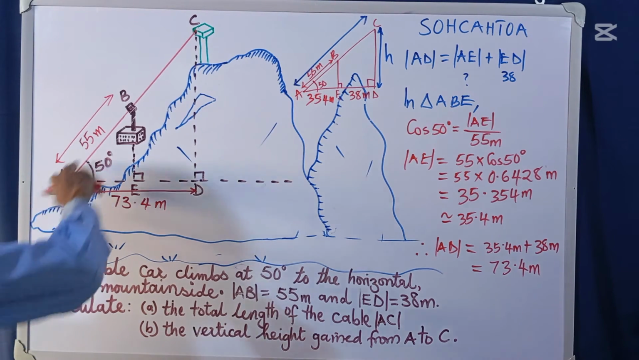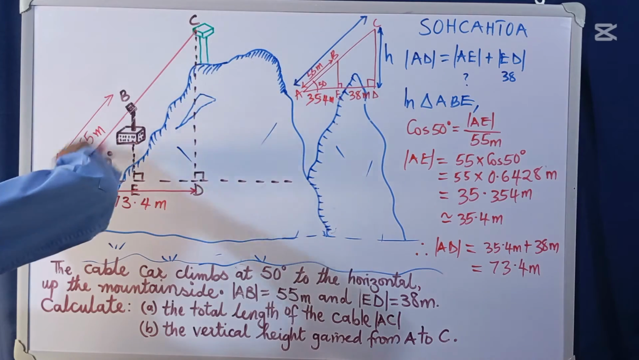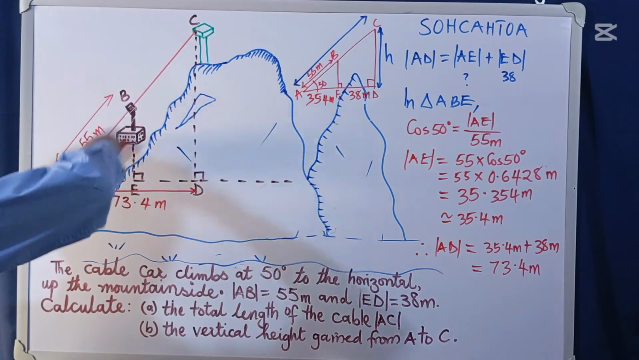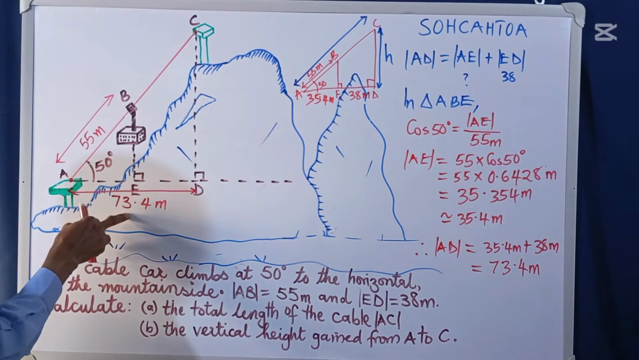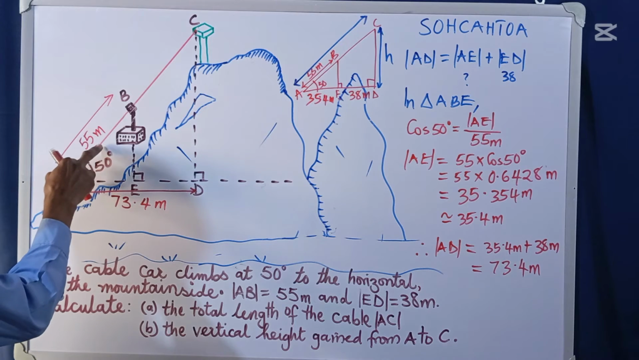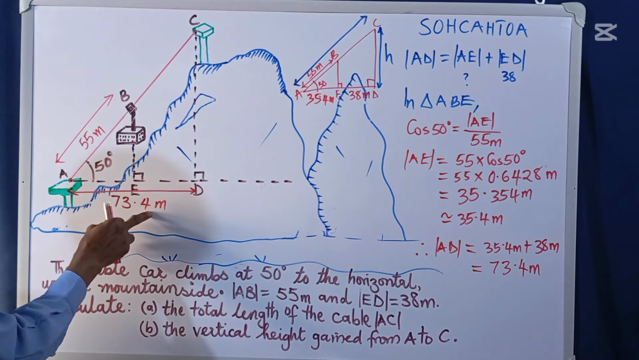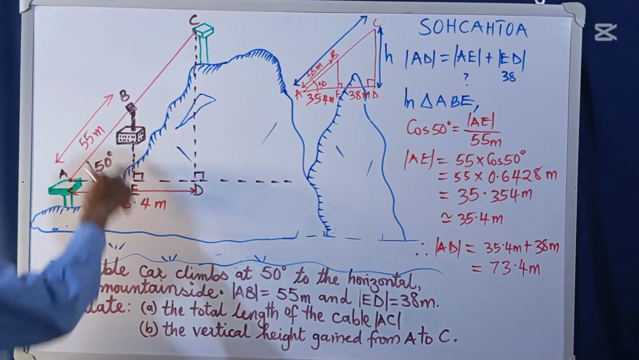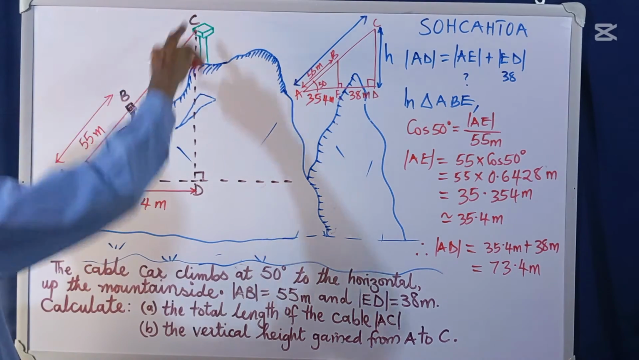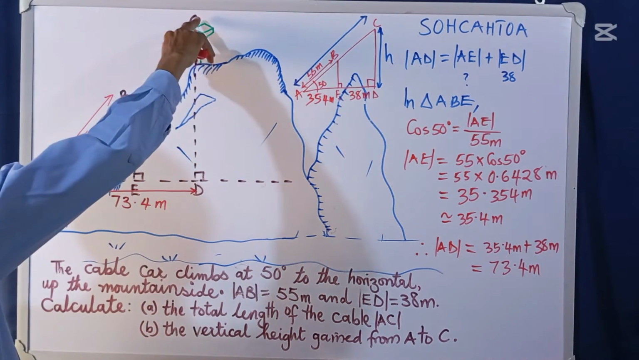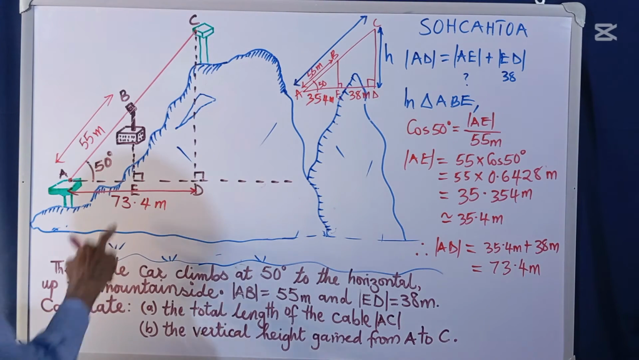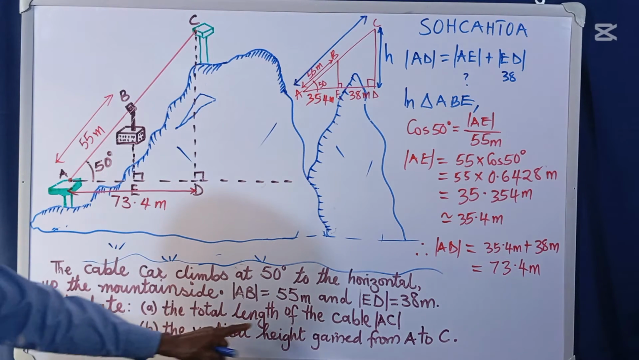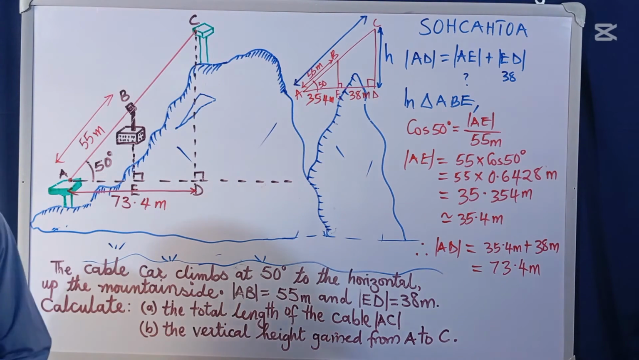So having known this, we can now relate the angle of elevation of the cable car system to the horizontal. If we relate the adjacent to the angle, we can get the hypotenuse AC and we can get the vertical height CD. So let's get the first part now. So what is the total length of the cable car?